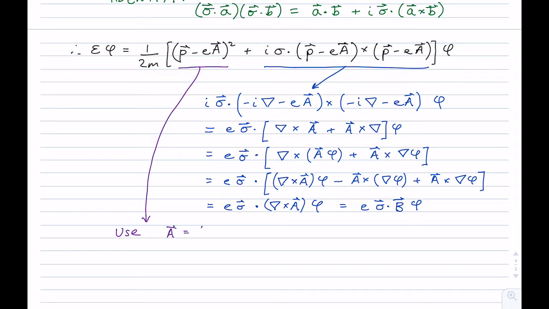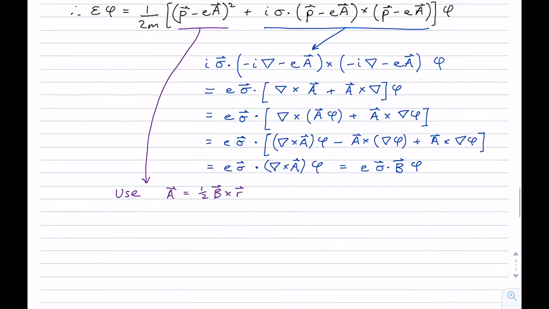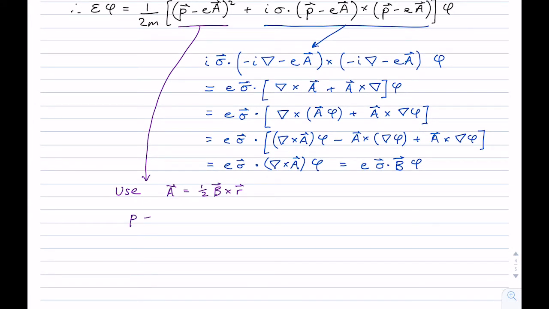A equals 1/2 of B cross R. Yeah, so that, you know, the curl of A is equal to B. And so if I use that gauge, then P minus EA squared is equal to P minus E over 2 B cross R squared.